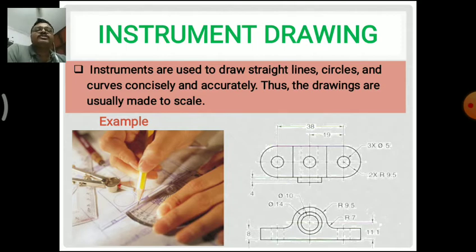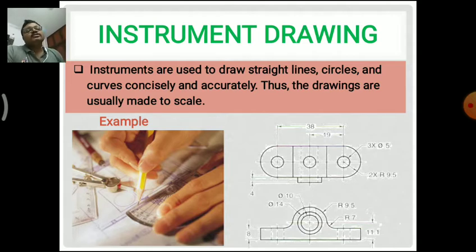On the left side picture, we have seen a protractor, a pencil, a compass and a scale being used. So you know the use of the protractor. When we have to draw an angle in the drawing, we use the protractor, in the clockwise or anti-clockwise direction. Next, the compass is used to draw arcs, that is circles, semicircles or any others.